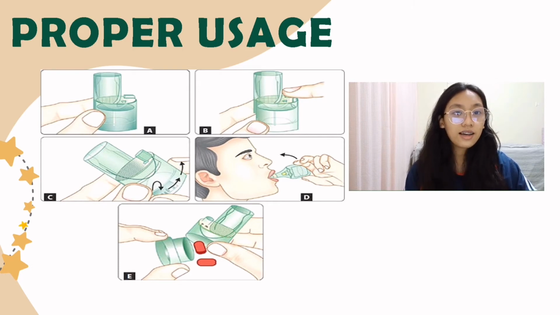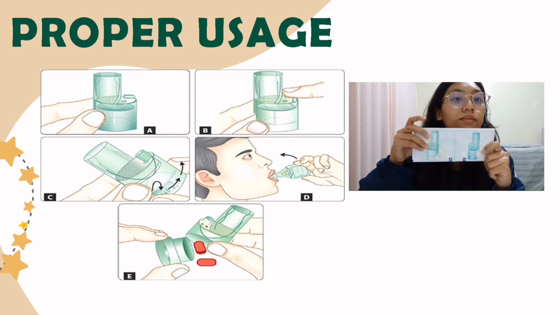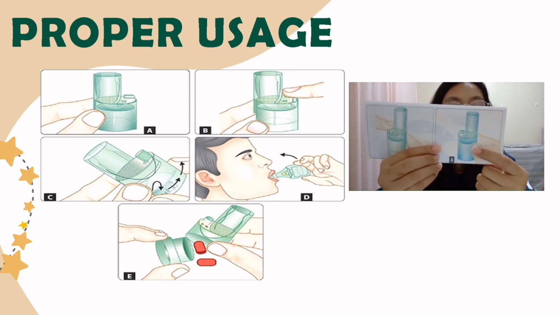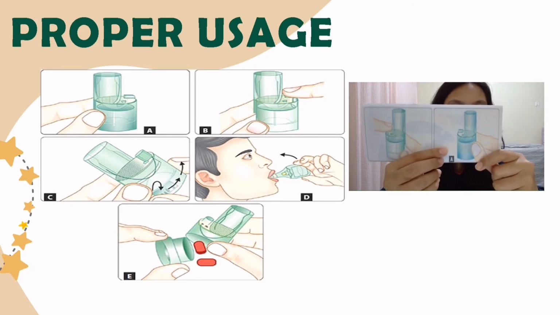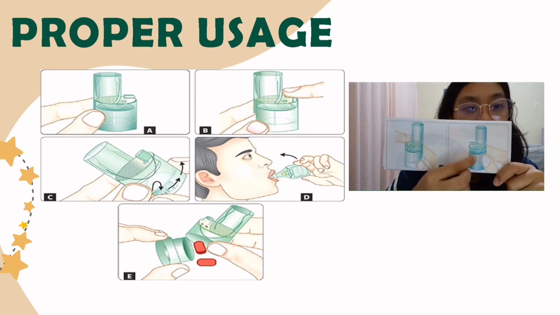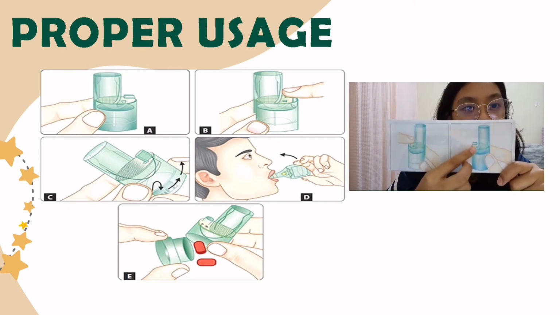And in this next slide, we're going to discuss the proper usage, or the stepwise manner on how to use the Rotahaler inhaler. For the first step, you have to hold it vertically and adjust the two halves of the Rotahaler inhaler so that the fin is not directly beneath the Rotacap hole. You have to make sure of this because it is where you're going to insert your capsule or the Rotacap later on.